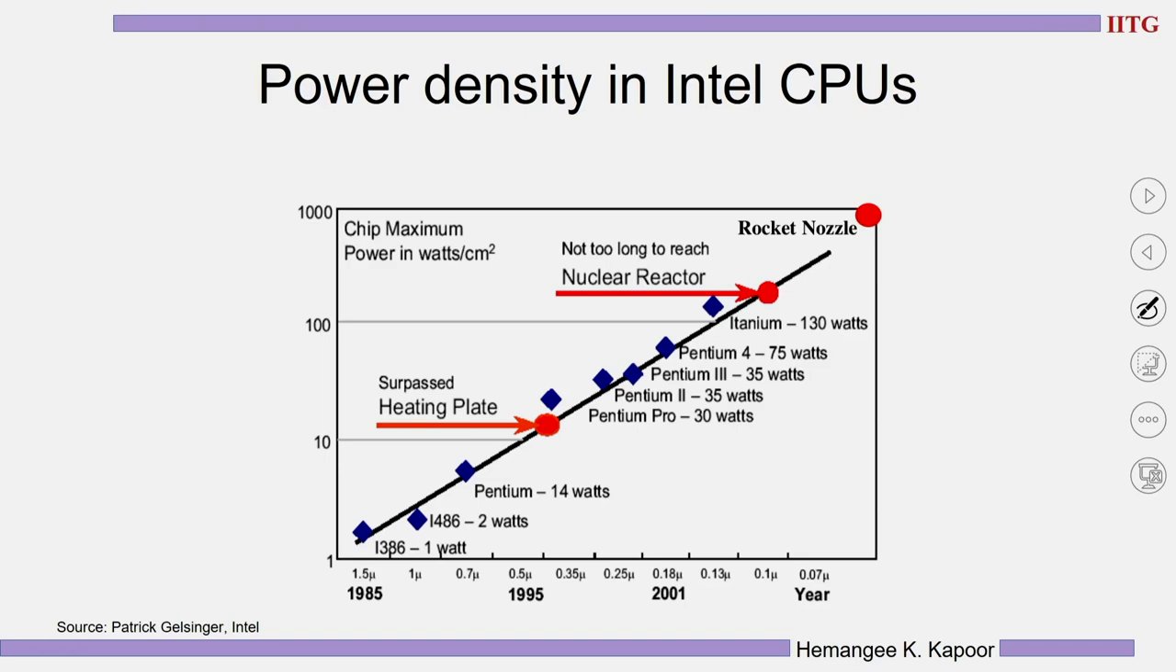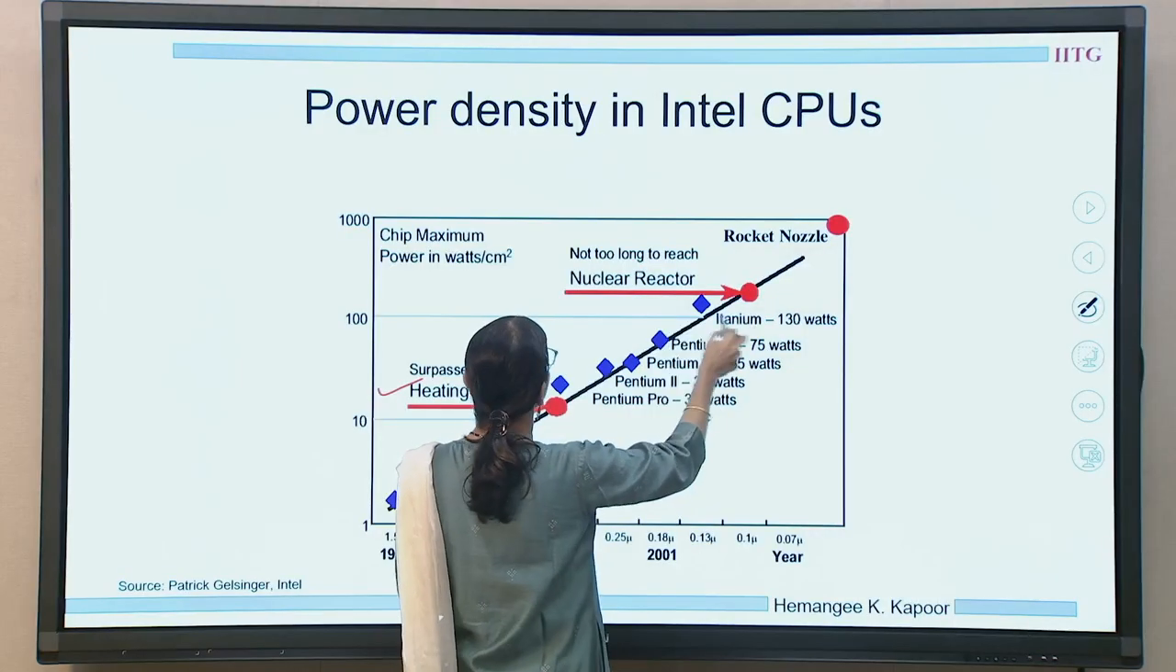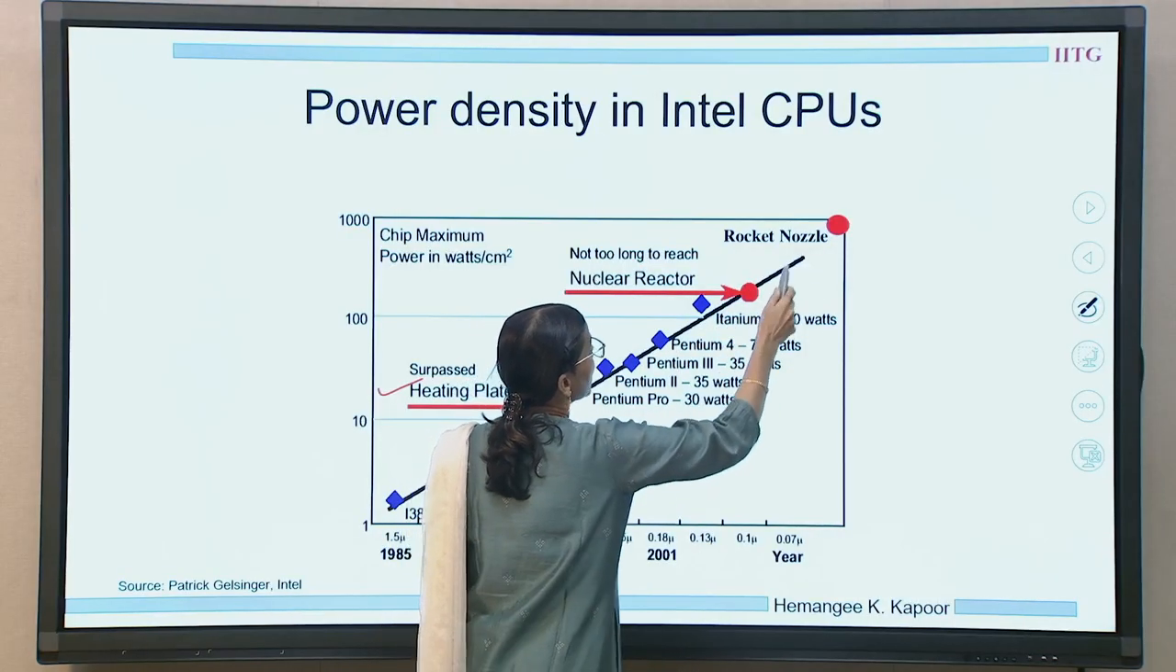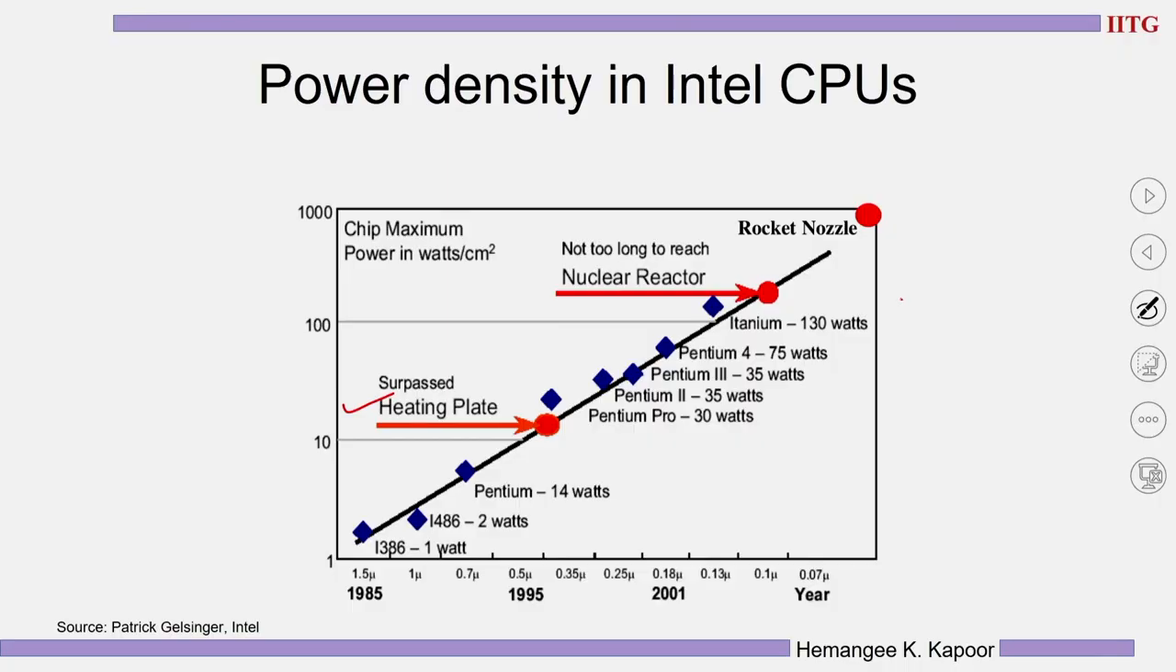Here I have shown the power consumed by each of these ICs. If you see, up to Pentium we were below the hot plate limit, but before Pentium Pro we had already surpassed the hot plate's temperature. Up to Itanium 4 we are good enough, but beyond this, if we had increased the frequency, the temperature would go up. So frequency increases, temperature increases.